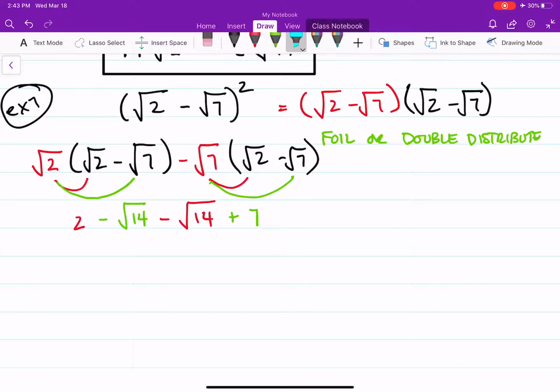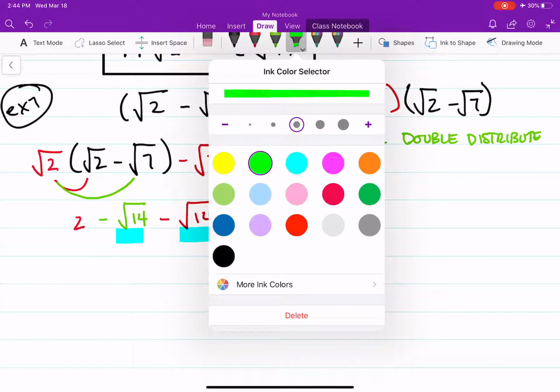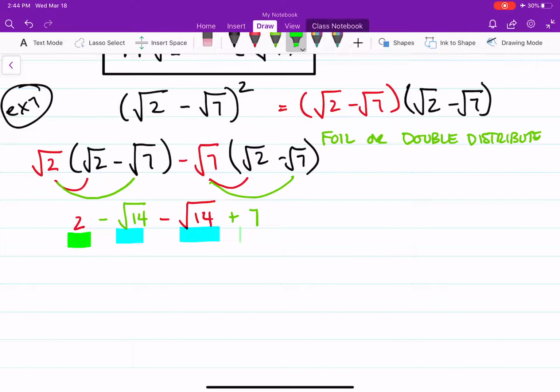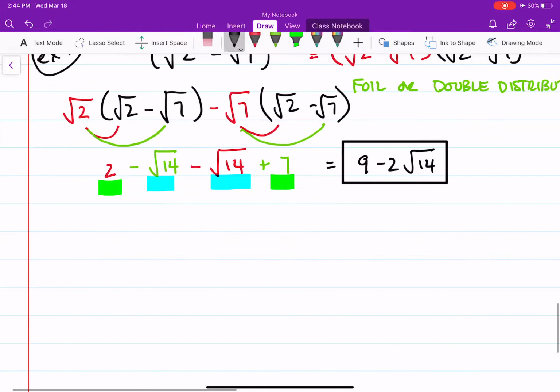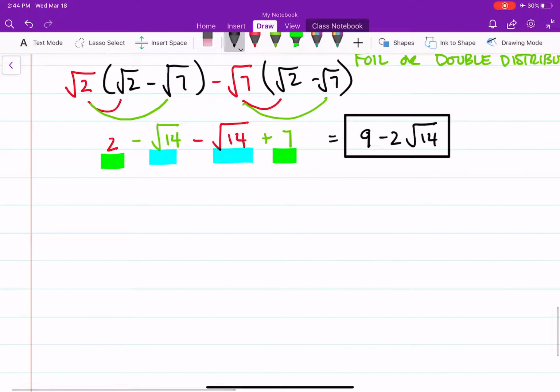So what I have here is that these two are the same, and these two are the same. So what I have here is 9 minus 2 square root of 14. So there's my answer. They're not like radicals, so therefore I can't add them together. All right. Are there any questions at all? Okay. Let's now look at dividing.